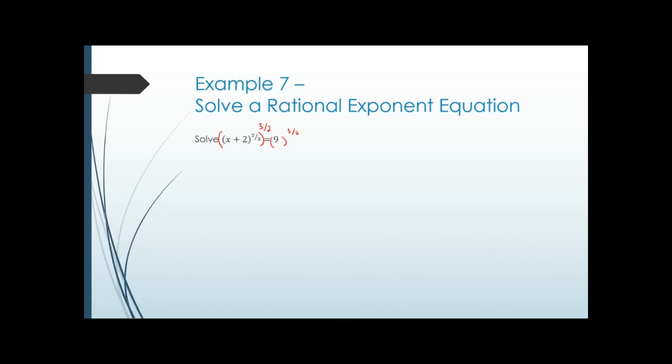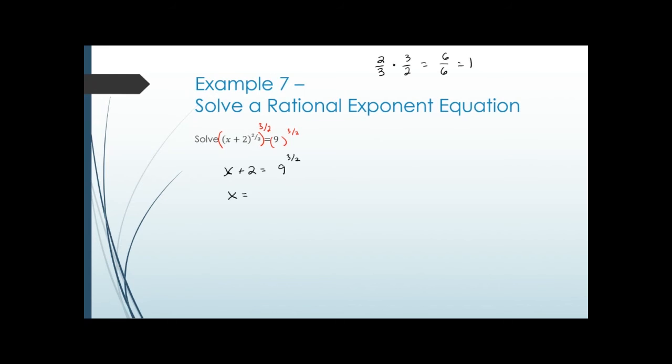That works out because when you multiply those exponents, 2/3 times 3/2, we get 6/6, which equals 1. So that's how that cancels out. I'm left with x plus 2 equals 9 to the 3/2 power. Now we need to simplify 9 to the 3/2.